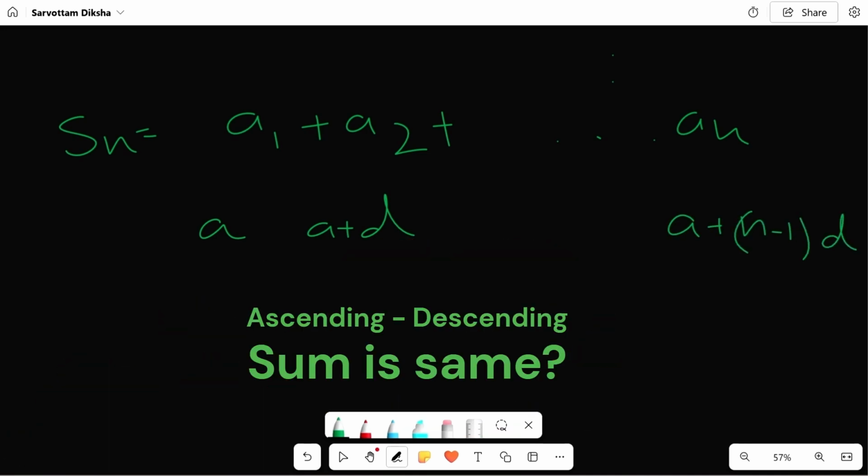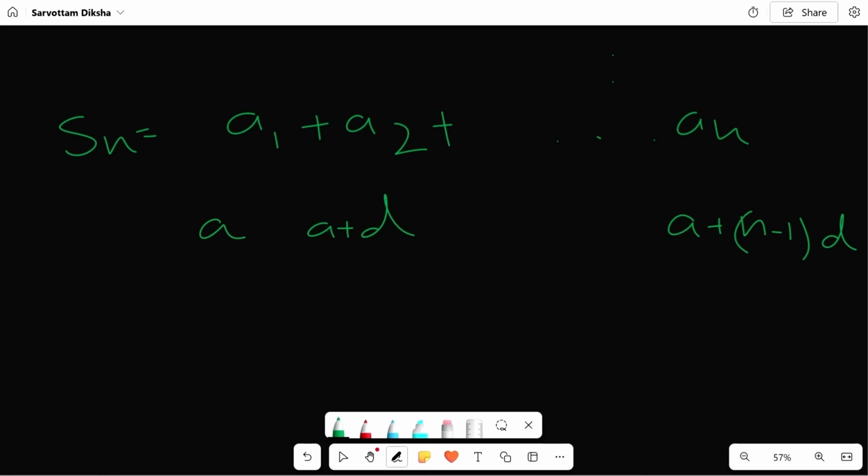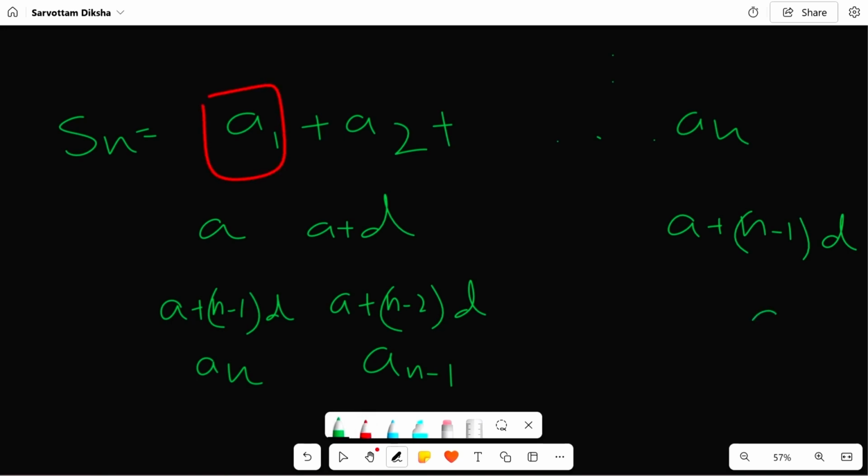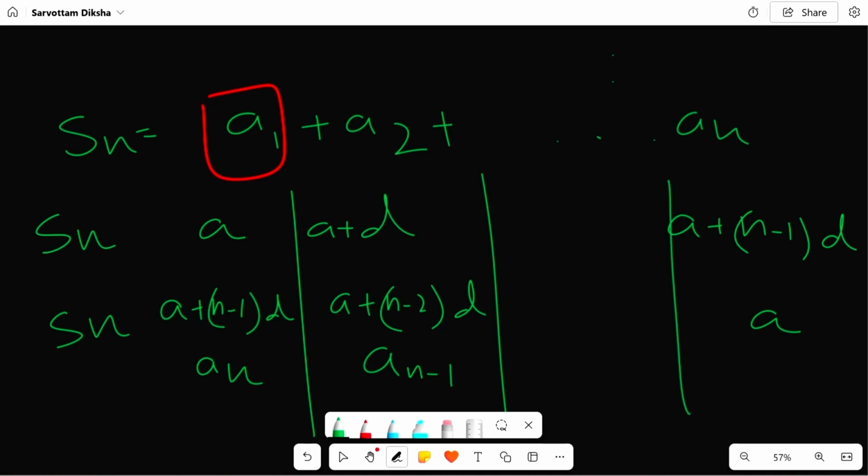Now tell me one thing, if I start adding them in reverse, will it be different? It will be the same. So let me add it in reverse. There is a reason why I am doing this. The last term is An, and if I write the AP in descending order, my last term will be my first term, right? So here in the end I will write A. So this is also Sn and this is also Sn. And how many such pairs do I have? n pairs, because the number of terms is n.